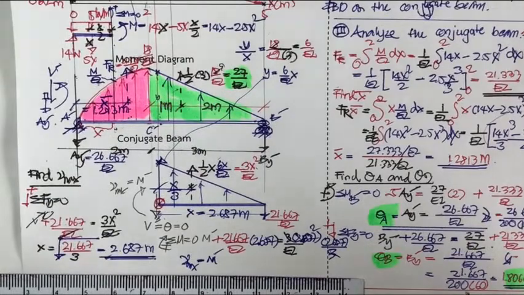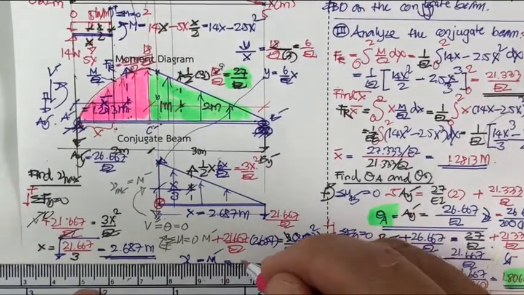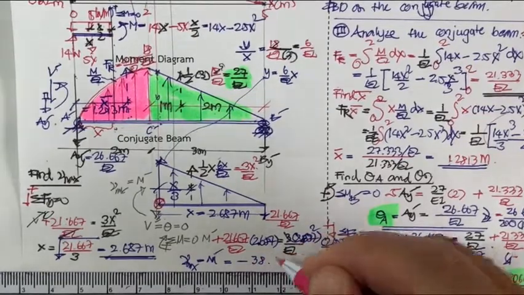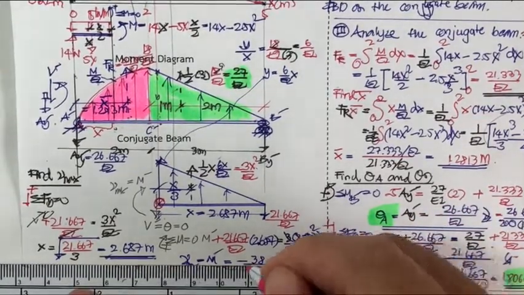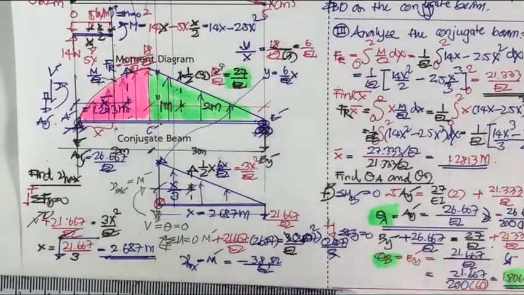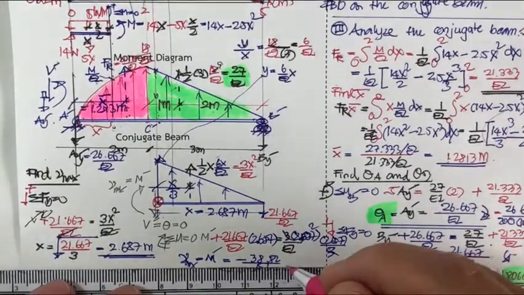M prime Vmax is going to be equal to minus 38.82 divided by EI. Minus means downward. Okay, minus means downward. And then if you like, you may put this one.